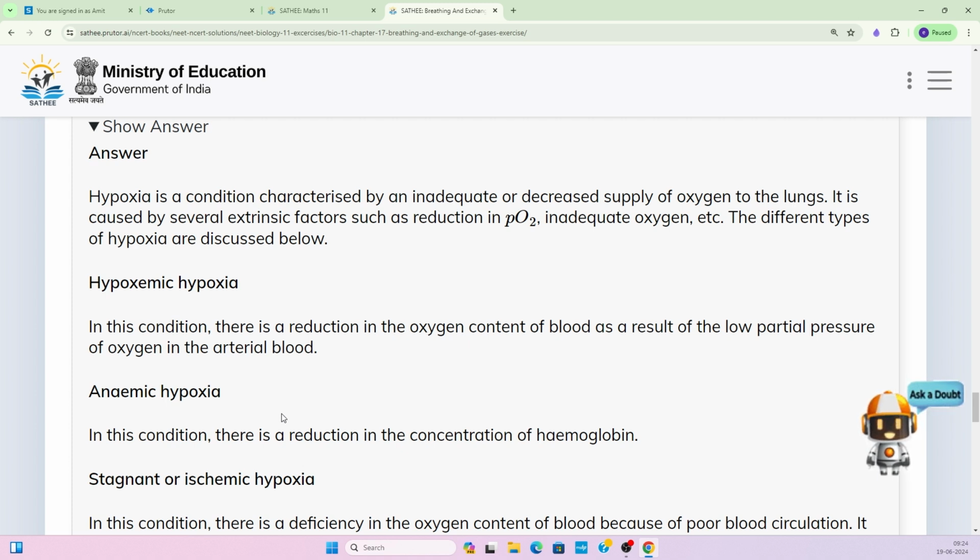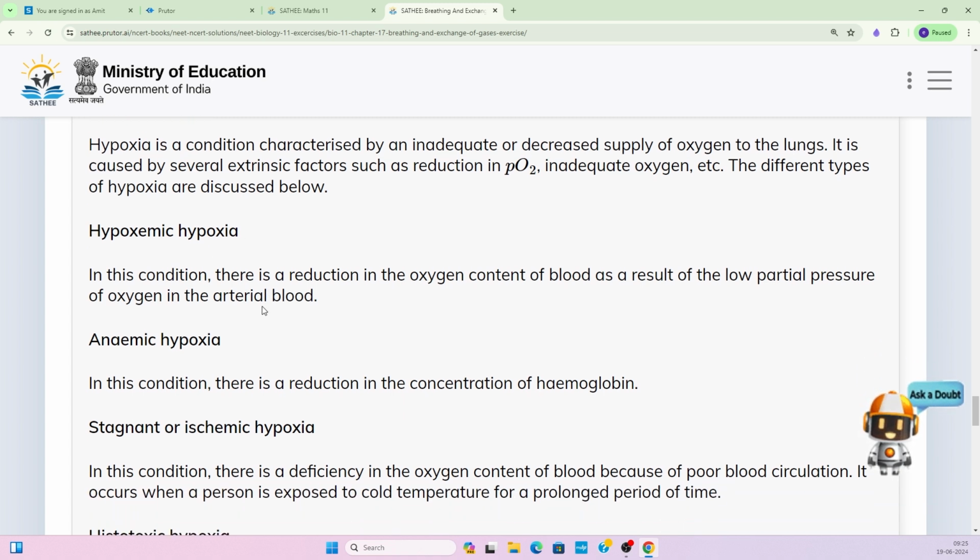It is caused by several extrinsic factors such as reduction in the PO2, inadequate oxygen, etc. There are many extrinsic factors like reduction in the partial pressure of oxygen or inadequate oxygen supply. When there is a lesser amount of oxygen present in the atmosphere, that is also one of the factors that causes inadequate or decreased supply of oxygen to the lungs. The different types of hypoxia are discussed below.